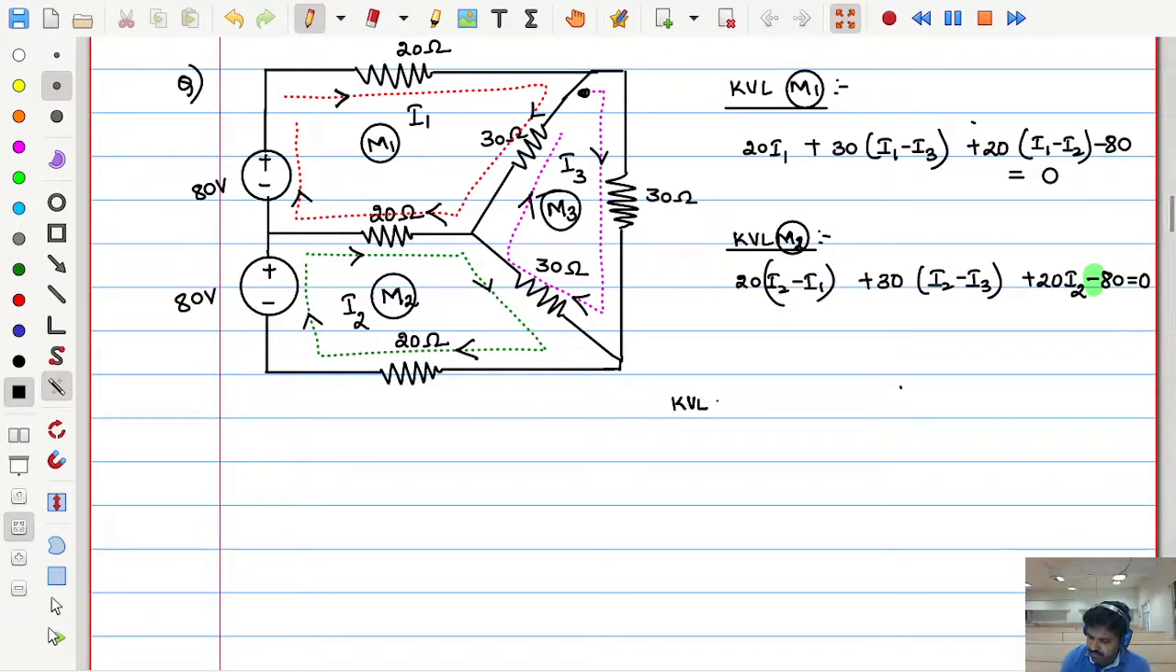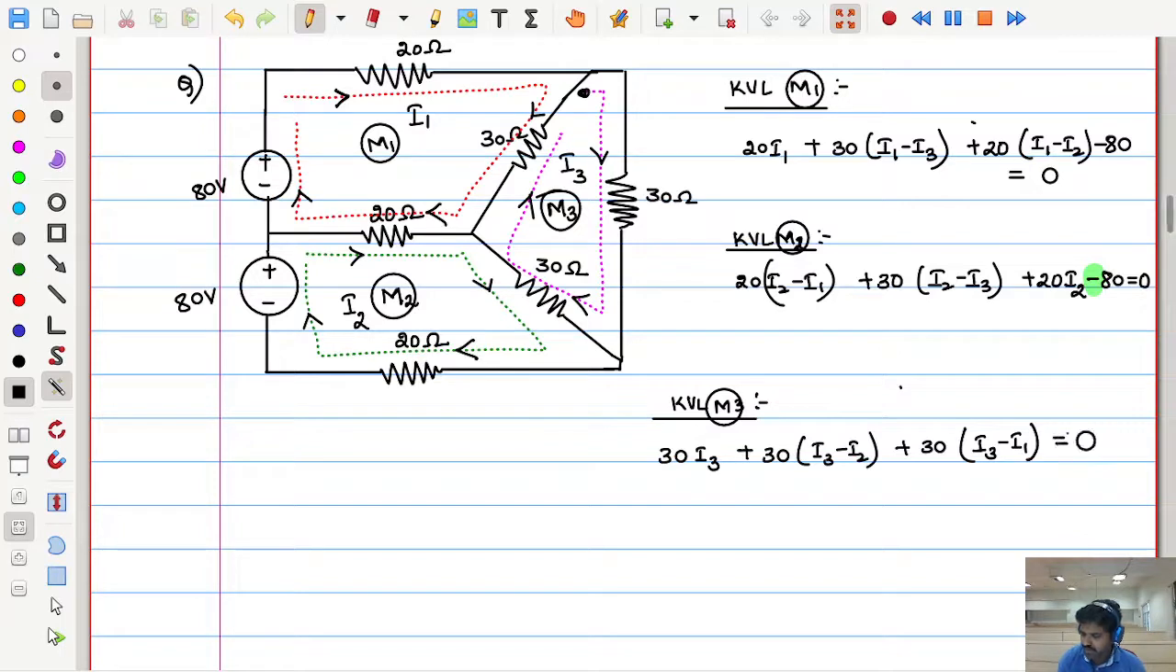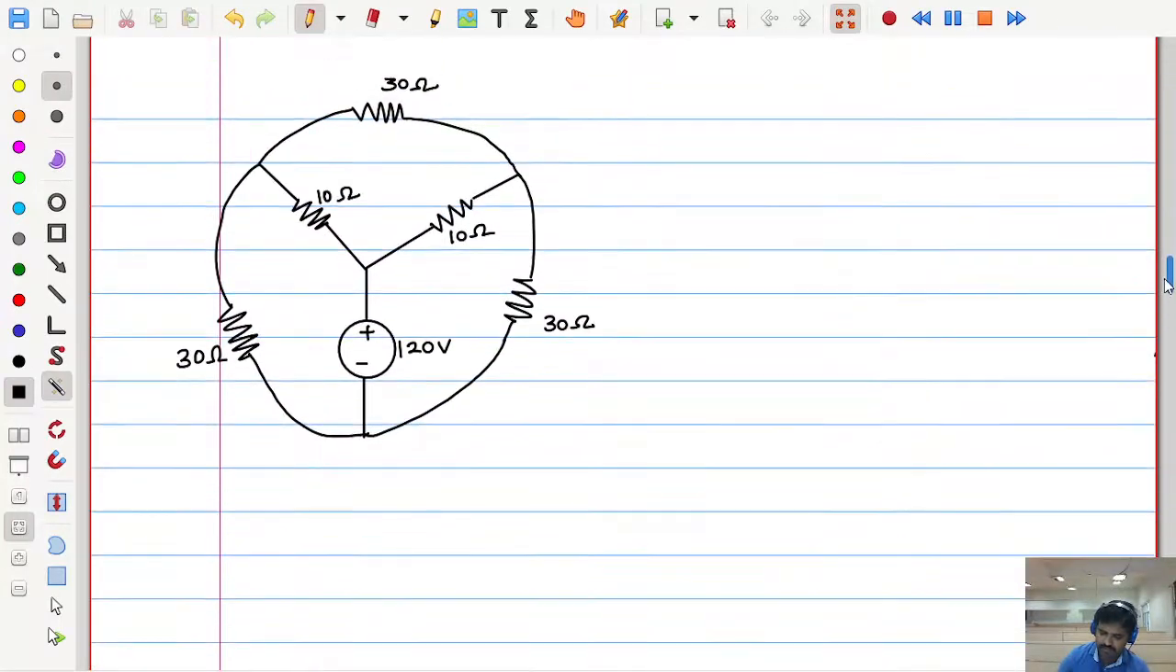Next, KVL for mesh 3. Mesh 3, you start somewhere. 30 into I3, plus 30 into I3 minus I2, plus 30 into I3 minus I1, is equal to 0. These are the three mesh equations completed. Now let us move to the next problem quickly.